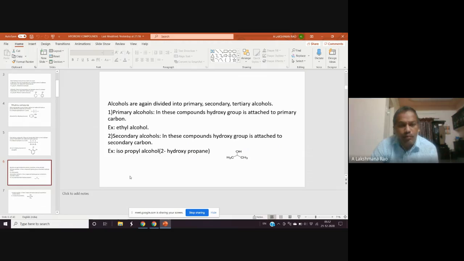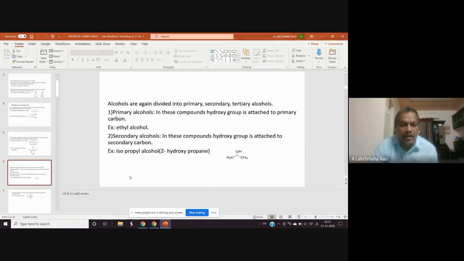What is primary carbon? Primary carbon is one carbon which is attached to only one carbon. Example for this is ethyl alcohol. In ethyl alcohol, the OH group is attached to a carbon atom, which is further attached to only one carbon atom.